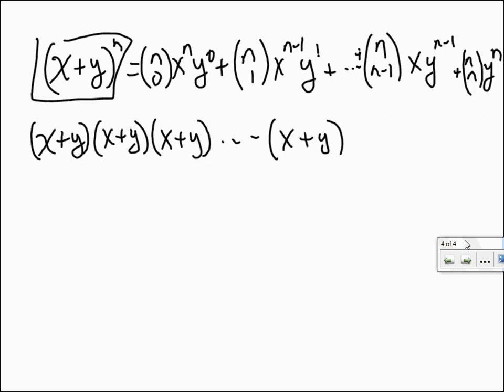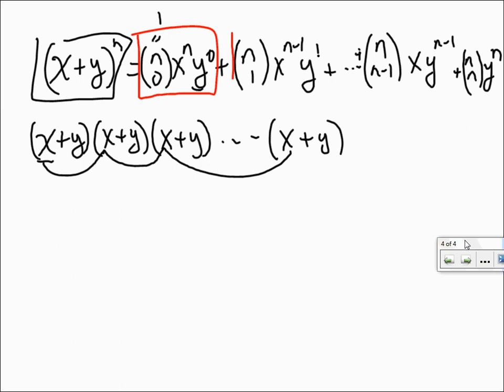Now, how do you get x to the n? Well, first of all, remember n choose 0 was 1. How do you get x to the n, or how do you get y to the 0? Well, when you multiply just the x's, you'll get x to the n, y to the 0. And there's only one way of doing it. There's only one way of getting 0 y's. Okay, so I explained this one.